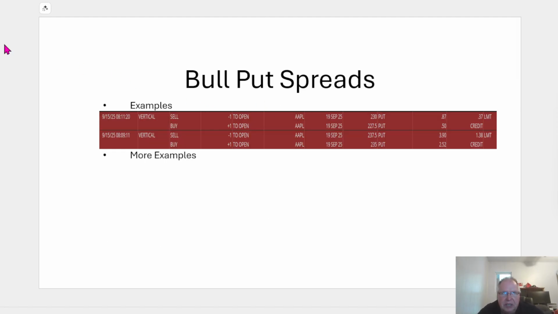Now I hope you can see this, but this is how our examples turned out. Both of them are for this Friday, September 19th expiration. One, we were closer to where Apple was trading at the time, and then another, we were a little further away. The one that is closer, we sold the 237.5s and bought the 235s. That gave us a credit of 138 on a 2.5 point spread. So we had a really good reward to risk ratio.